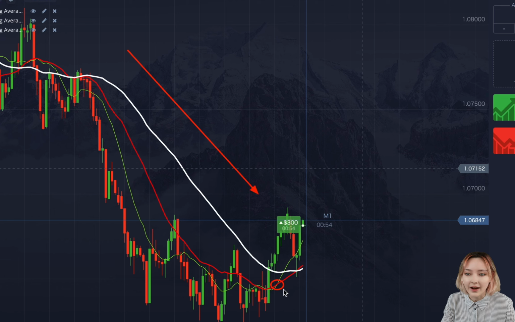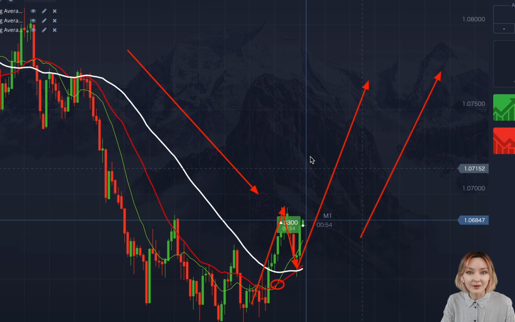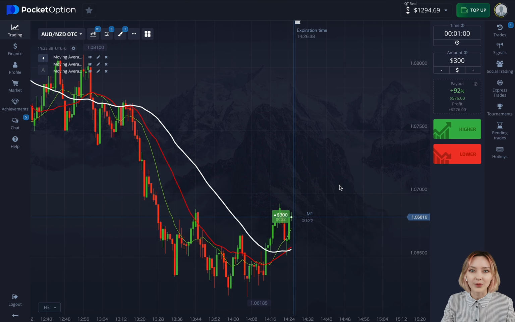The green line has finally appeared above the red one, which is a signal upwards. Moreover, the price broke through the most important white line, came back down for a retest. So the market is now completely ready for a reversal or an upward motion.